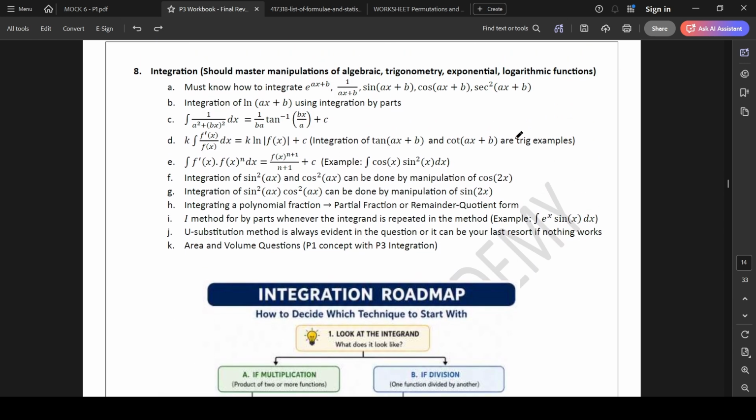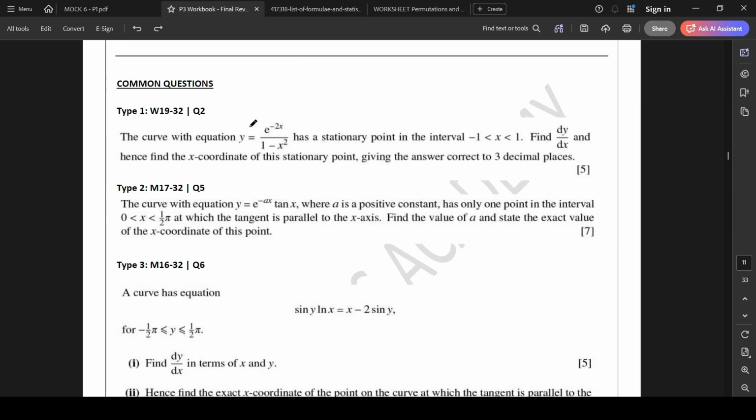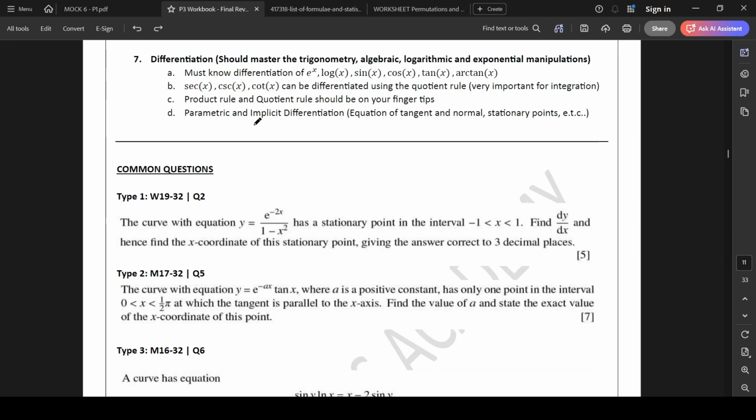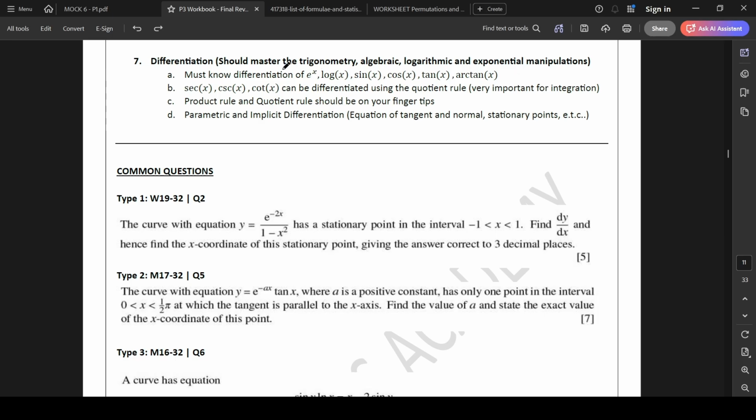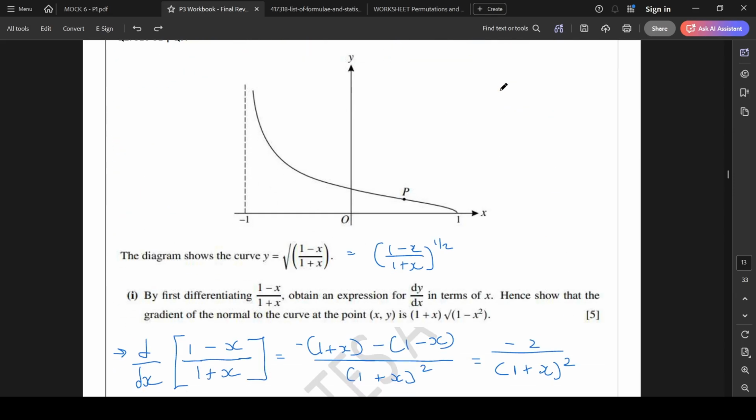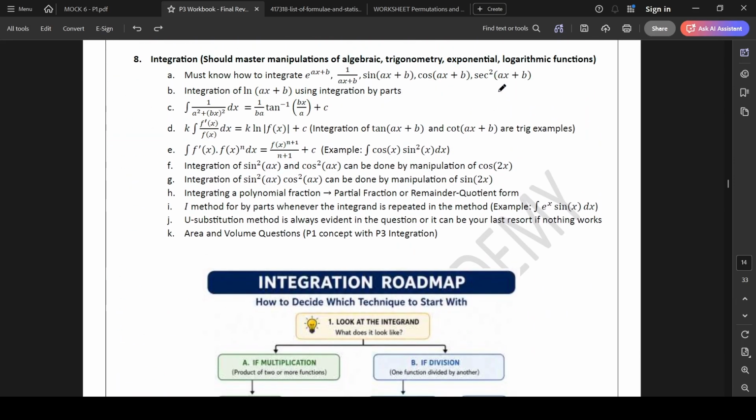But first things first, just like I had mentioned in the chapter of differentiation, which I had explained previously, how important it is for you to understand and practice the manipulations and master them with respect to trigonometric, algebraic, logarithmic, and exponential functions. The same thing also repeats over here in integration. If you are good with all the manipulations, only then you can solve all the questions of P3 integration comfortably.